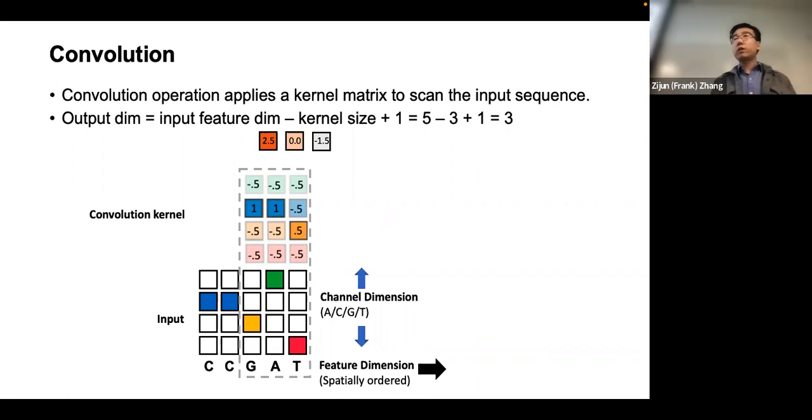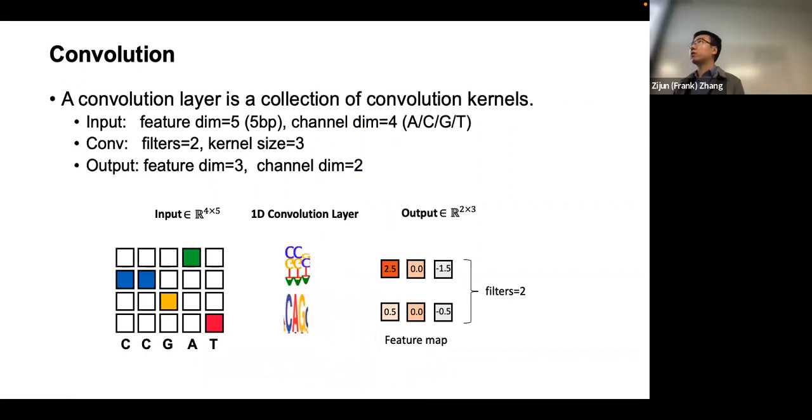Okay, so what we just covered is the convolution operation for one kernel matrix. In reality, we can have multiple convolution kernels, right? For example, what we just covered is CCG, which gives you an output vector of three numbers. When you have a second convolution kernel, for example this CAG, you can do the same identical operations, and this kernel will again give you three numbers, but different numbers depending on your input sequence. In this case, it's 0, 5 and negative 0.5. So in real-world convolutional neural networks, you will have multiple convolutional kernel matrices, each giving you a vector of numbers.